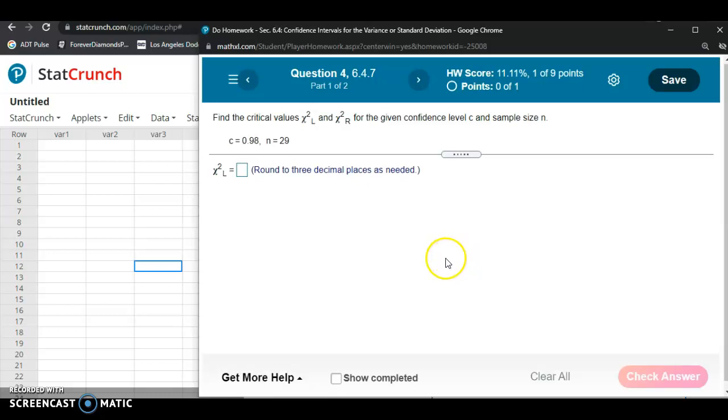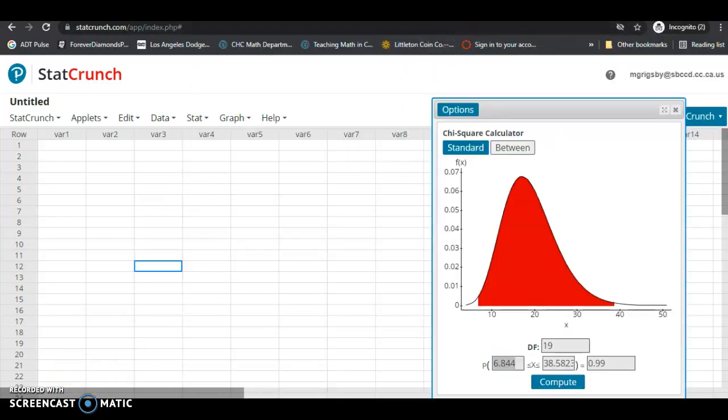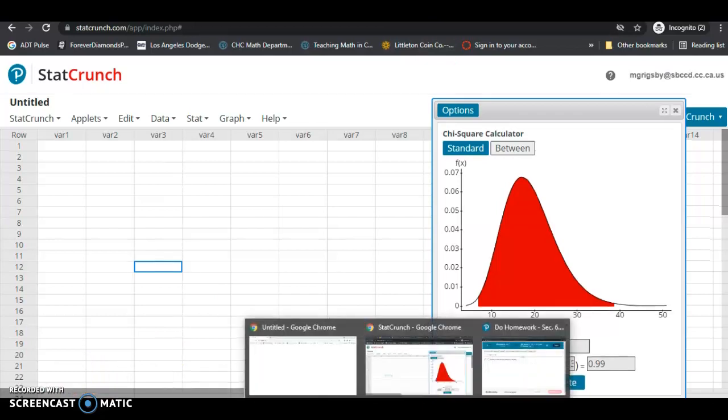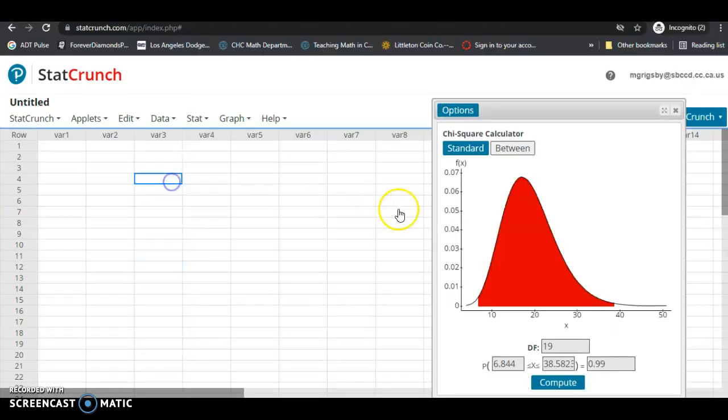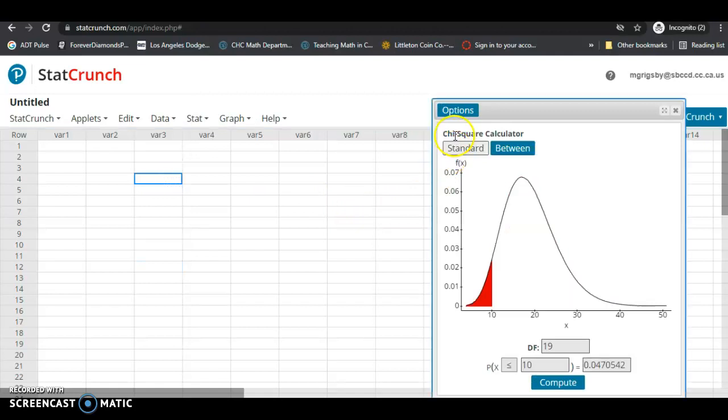Question 4 is very similar. Find the critical values chi-square sub l and chi-square sub r for the given confidence level C and sample size n. Once again we look at the confidence level, which is 0.98. Remember, when using this chi-square calculator, you want to select the between option.